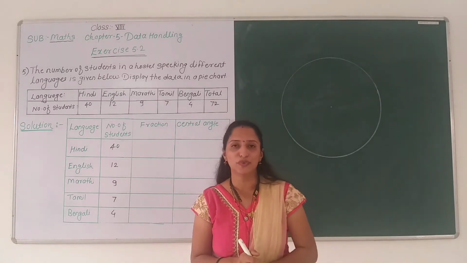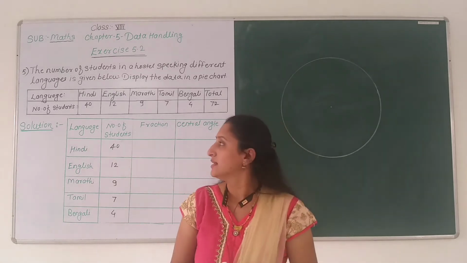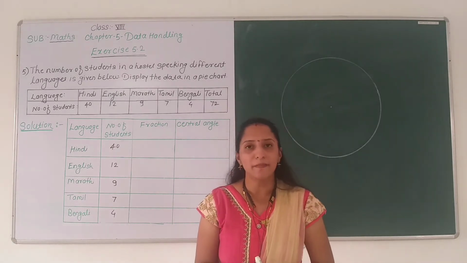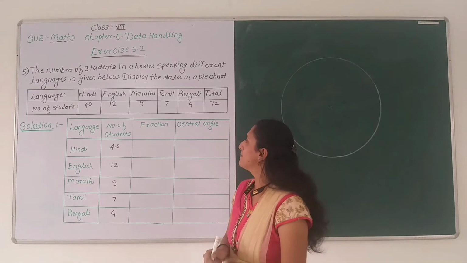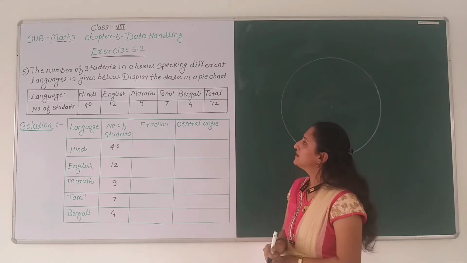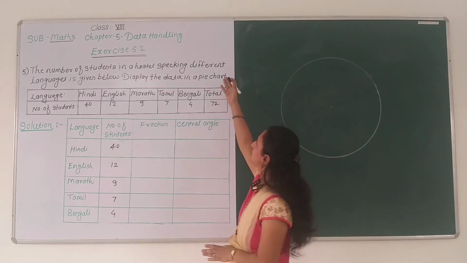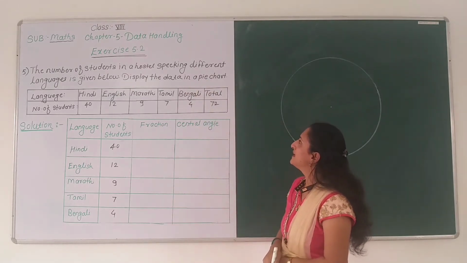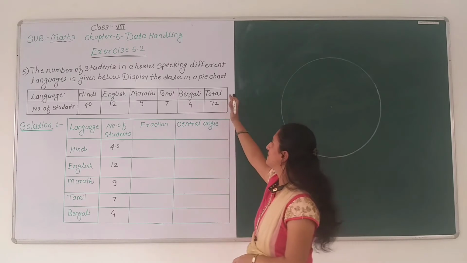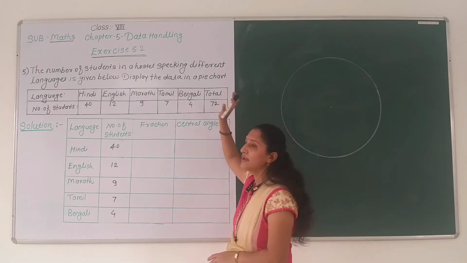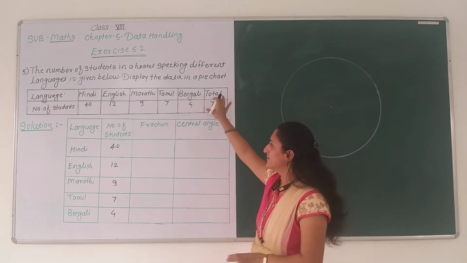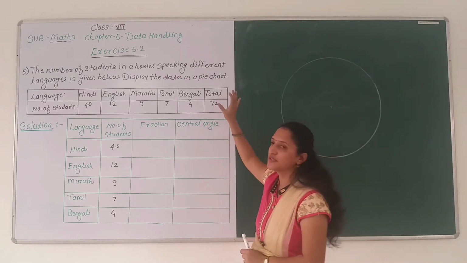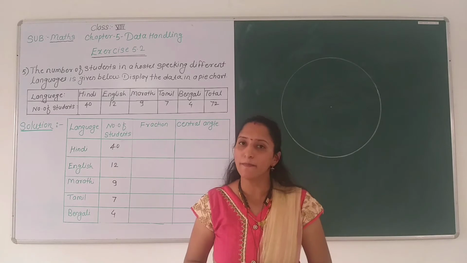Exercise 5.2. In exercise 5.2, there is one example of drawing a pie chart. So let us start with that example. First, the numbers of students in a hostel speaking different languages is given below. Display the data in a pie chart. Here the information is given to us and we have to represent this information in a pie chart.